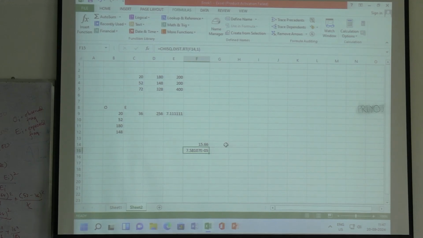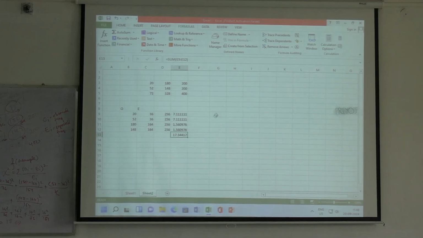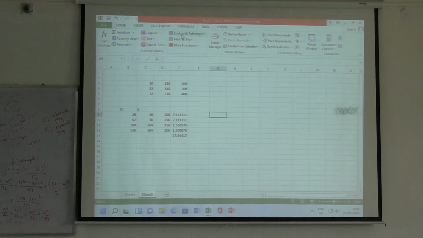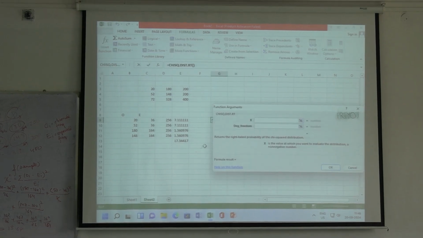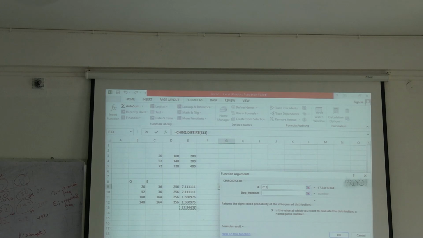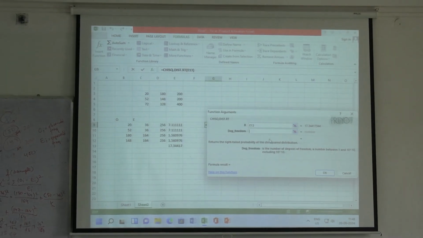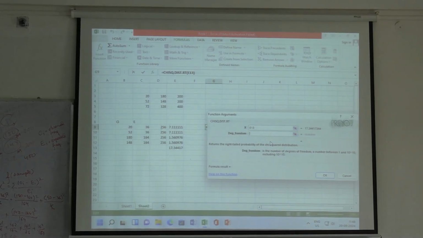So either way we can draw the conclusion. If we go to more functions, statistical, chi-square distribution right tail, and put this value as x. And what was the degrees of freedom? 2 minus 1, 2 minus 1, 1.